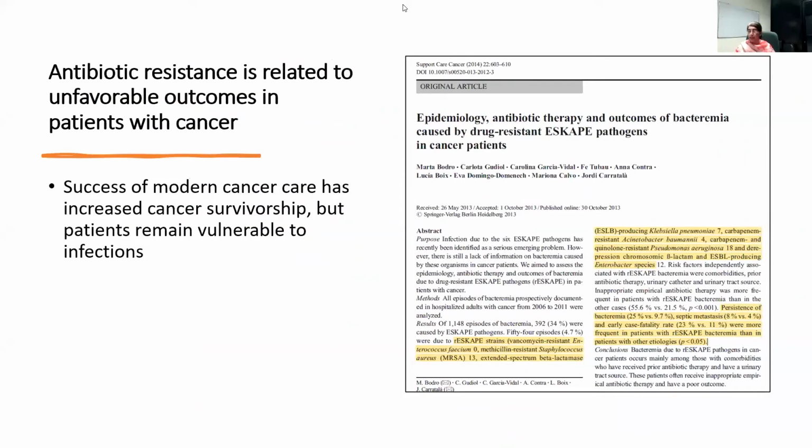This is a study about the epidemiology and outcome of bacteremia caused by drug-resistant ESCAPE pathogens. ESCAPE pathogens include vancomycin-resistant Enterococcus, methicillin-resistant Staph aureus, ESBL-producing Klebsiella pneumoniae, carbapenem-resistant Acinetobacter, carbapenem-resistant Pseudomonas aeruginosa, and ESBL-producing Enterobacter. In the study, it was found that patients who had infections caused by these ESCAPE pathogens had a high incidence of persistent bacteremia, a high incidence of septic metastasis, and an early case fatality rate when compared to patients who had infections caused by other or less resistant organisms.